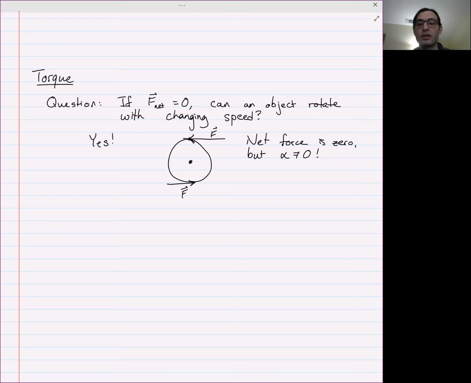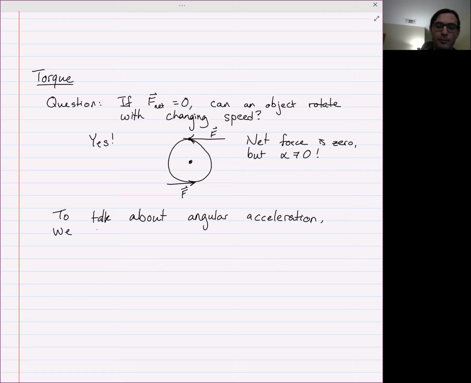Now, in order to talk about angular acceleration, separate from translational acceleration, sorry, may as well write this down. Remember, angular acceleration is given by the Greek letter alpha. We need a second law for angular motion. And we also need a force equivalent for angular motion.